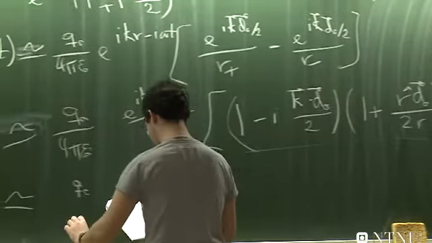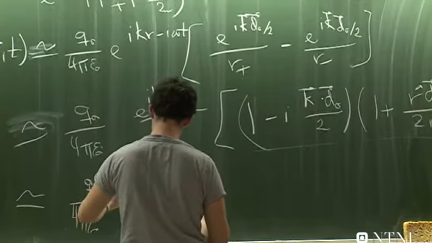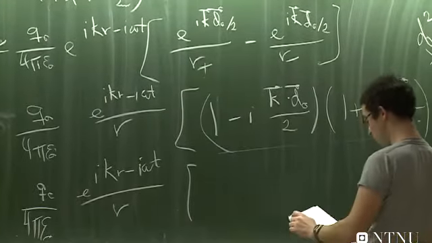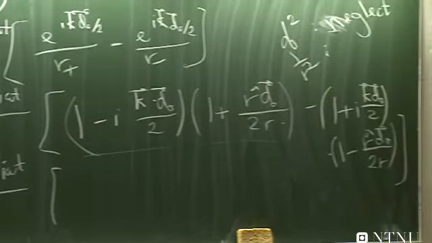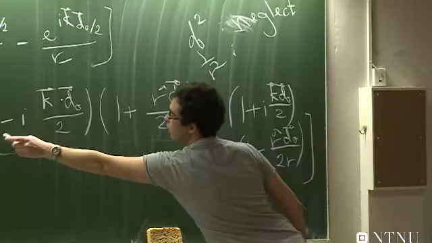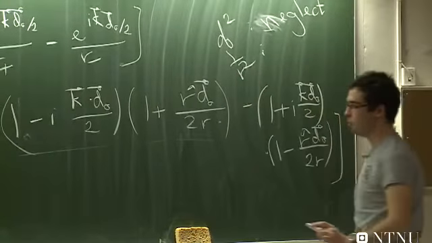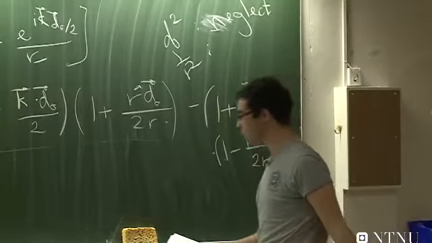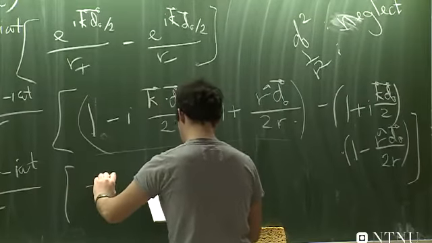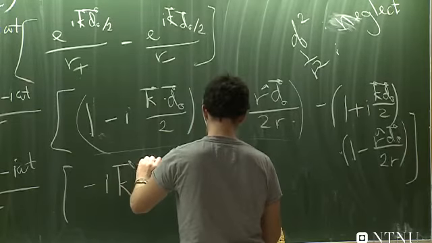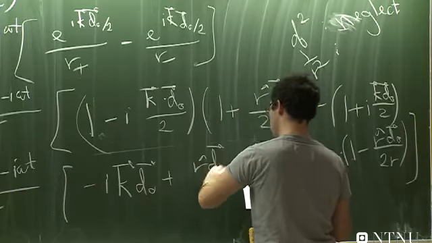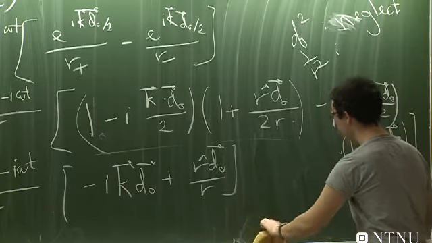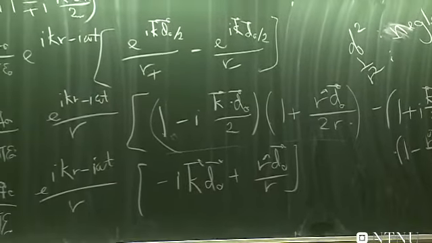So q naught over 4 pi epsilon naught e to the i k r minus i omega t over r. I will get from the first term, let's see, we had to keep not only the 1, but also the next term, because you get 1 times 1 minus 1 times 1, so the 1s actually cancel out, that's why we had to keep the next term. So you get minus i k d naught plus r hat d naught over r. And if I make some space, I will arrive at the final expression.